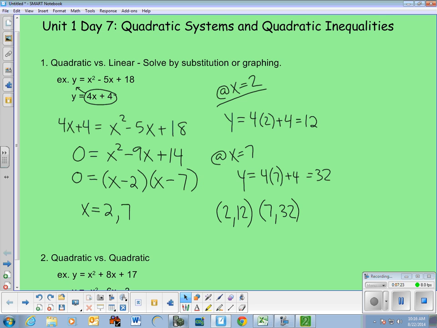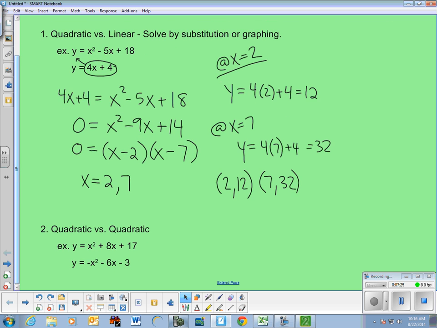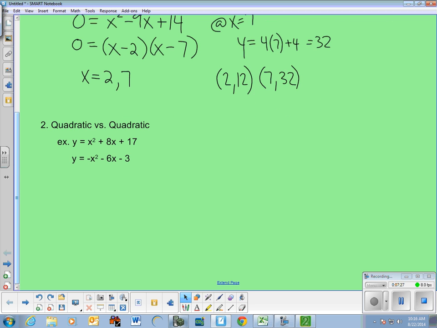All right, next, quadratic versus quadratic. So this is going to be 2 parabolas, the intersection of 2. And this has a couple of options as well. They might never touch, they might cross once or twice. So let's just see how this one goes. Okay, so same deal. I've got 2 equations that are both solved for y equals. So basically all I need to do is set those 2 equal to each other.